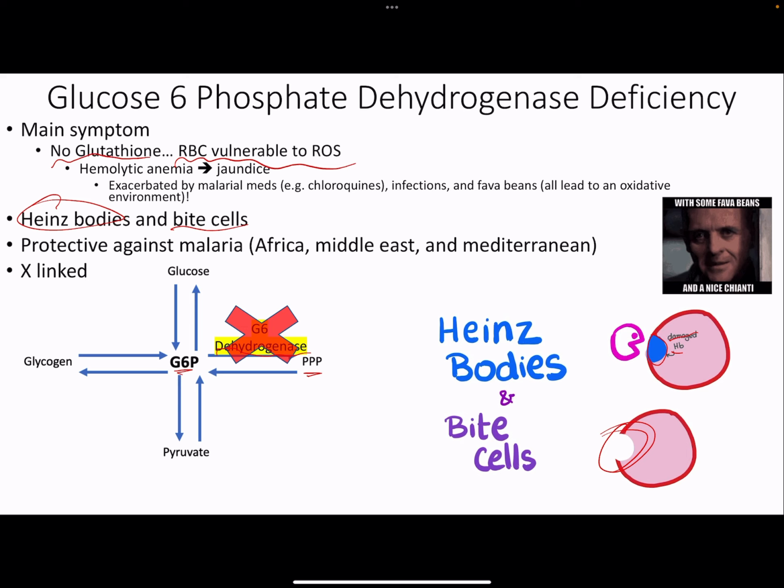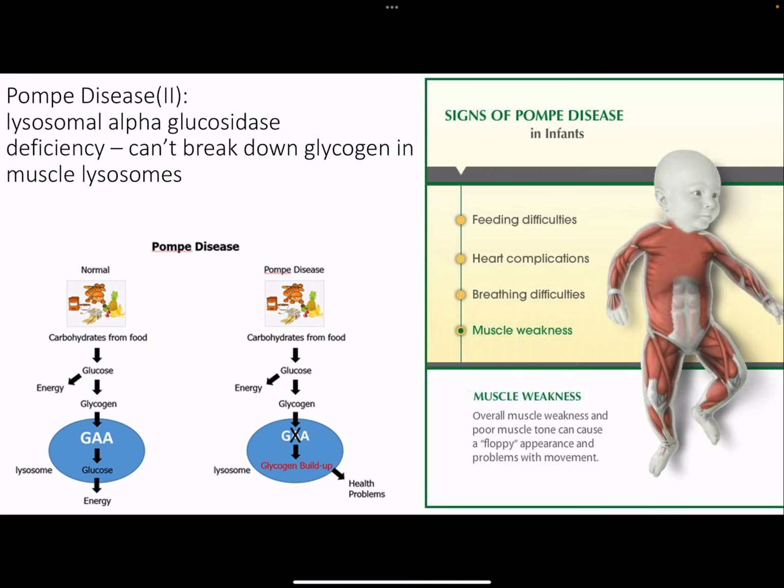This, because it has a large role in red blood cells, has a protective effect against malaria. Malaria will be endemic to places in Africa and the Middle East and the Mediterranean. So look, if anybody has that racial component or background, that might be a clue in the clinical vignette that they provide you in the NBME. And it's X-linked, so we're going to see it more in boys.